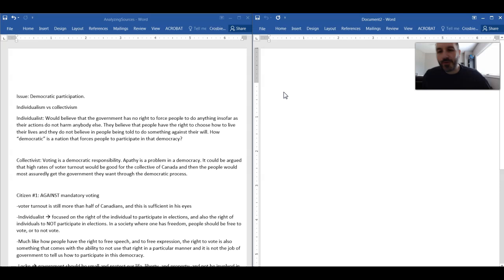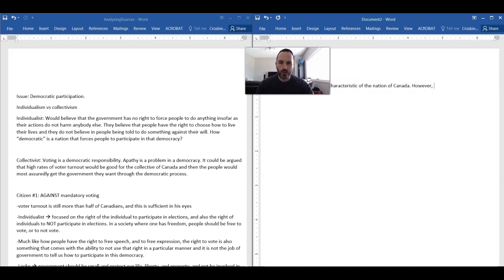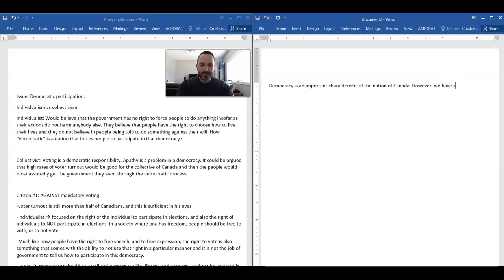So let's start writing our little intro blurb. Democracy is an important characteristic of the nation of Canada. However, we have seen at times that there is a glut in voter participation known as voter apathy.